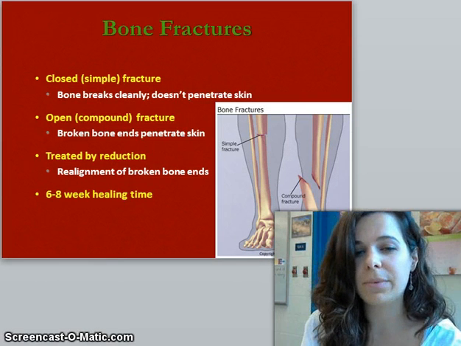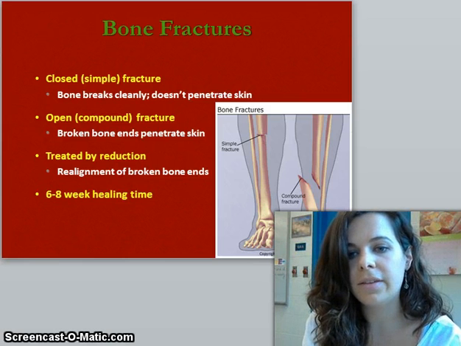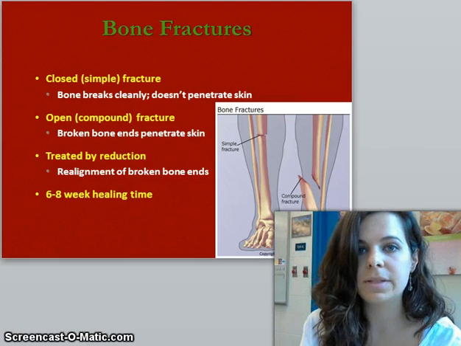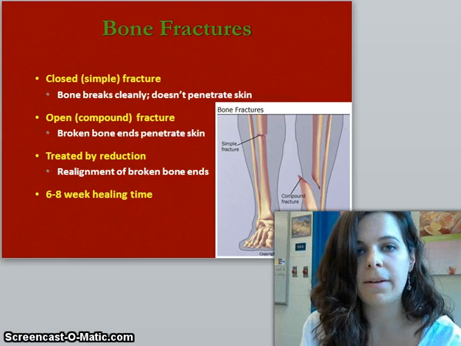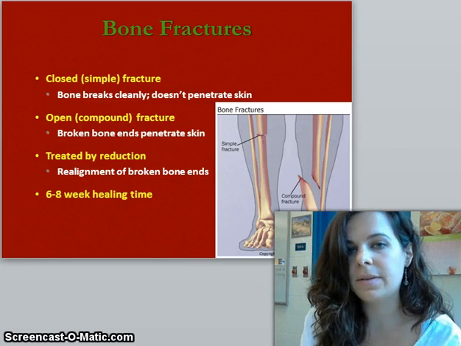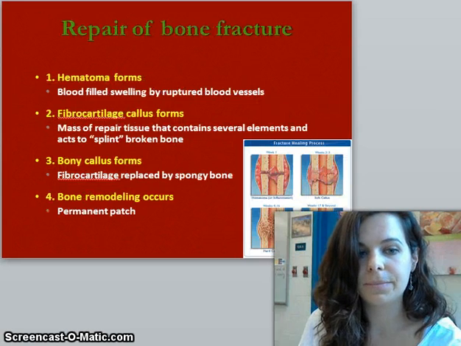There's two major types, which are closed and open. A closed or simple fracture is when the bone cleanly breaks and does not penetrate the skin, whereas an open or compound fracture is when broken bones penetrate the skin or go through the skin. Both are treated by reduction, which is when the bone ends are realigned and matched up, and there's a 6 to 8 week healing time with bone fractures.